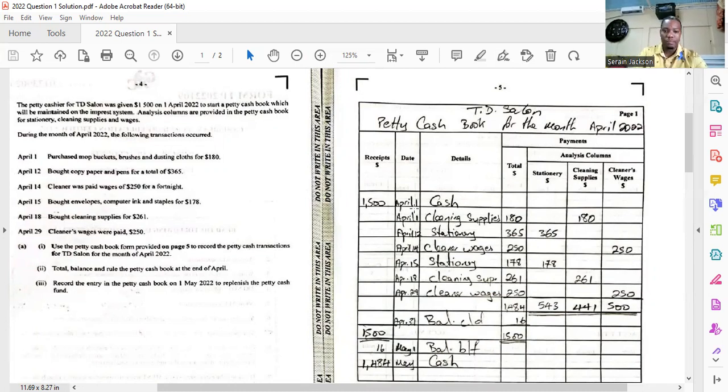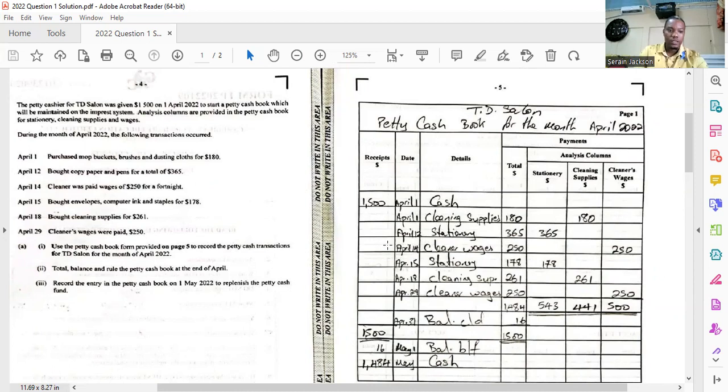So April 1, purchase mop buckets, cleaning supplies. You just put that there. Always remember when you're doing a petty cash book that you must enter the figure twice: once in the totals column and also under the analysis column. So for cleaning supplies, 180, I put that in the totals column, and I also put it under the cleaning supplies column. April 12, you bought stationery, 365, you use the analysis column and the total column.